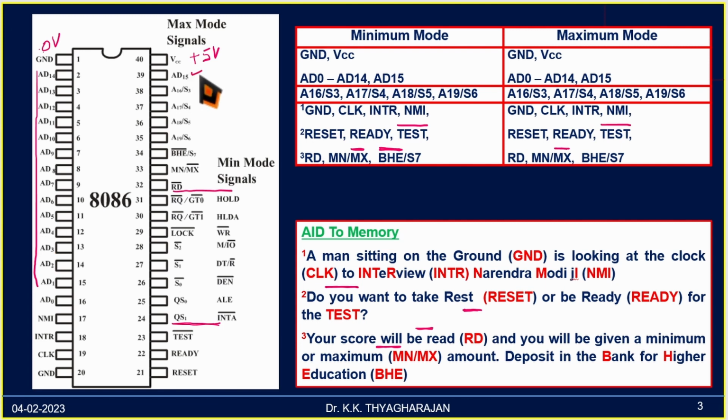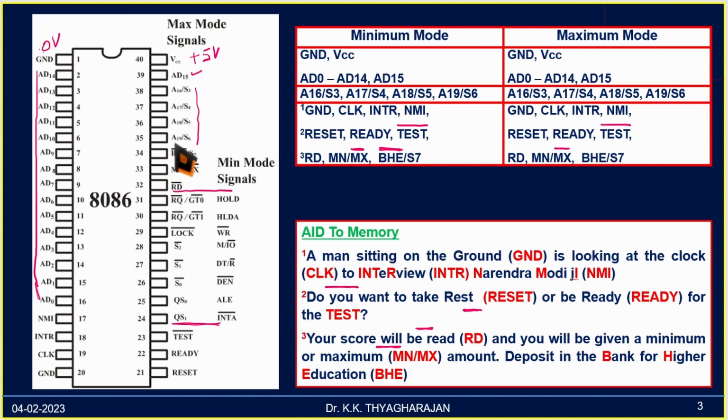A15 is also address data multiplexed line. The 8086 microprocessor uses 20-bit address. The lower 16-bit address is sent through AD0 to AD14 and also AD15 here. So totally 16 pins are used to send address. The higher 4-bit address will be sent through these pins, that is from 35 to 38, and addresses will be A16, A17, A18, A19.